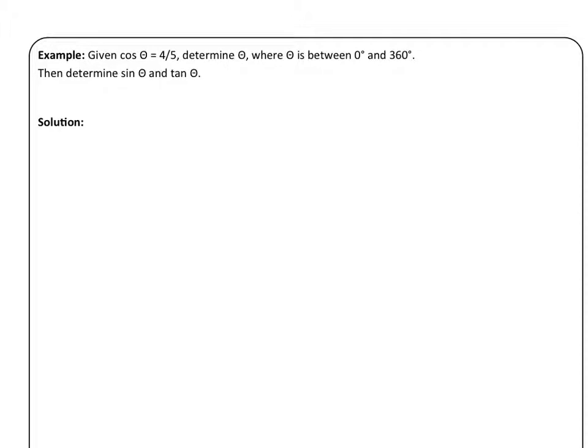Okay, so here we are. We've got an example. Given that cos theta is 4 over 5, let's determine theta, which is the angle, where it is between 0 and 360. Now, anytime it's between 0 and 360, I'm going to think two angles. So therefore, there are two answers. So I am looking for two answers.